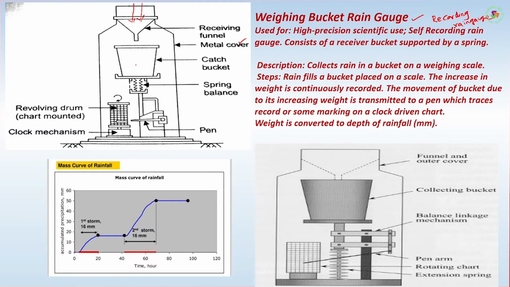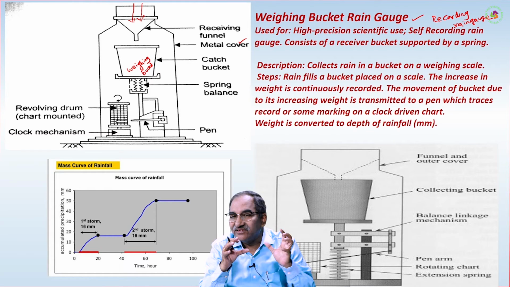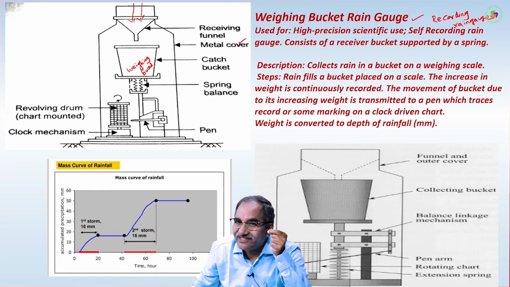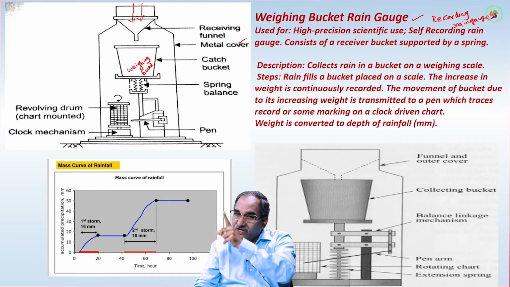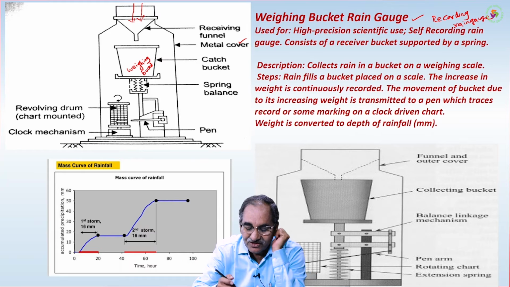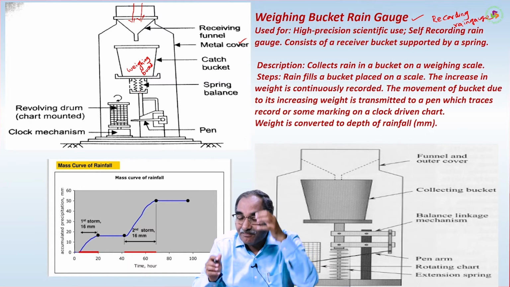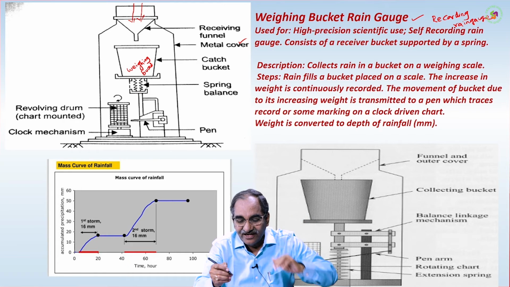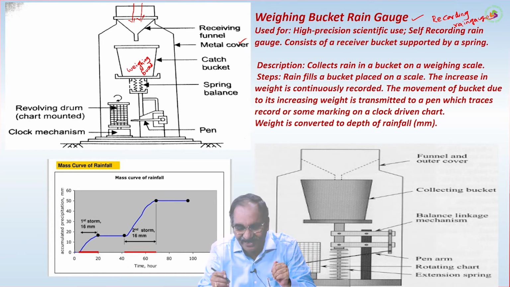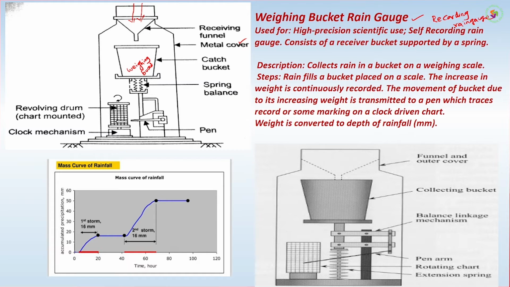Once it is here, this is the weighing bucket. A weighing bucket is there, and it is connected. Under that we have a mechanism. This is what differs from non-recording to recording. There will be a mechanism in each, and if you note exactly what that mechanism is, then the whole thing is over. Here we have a spring balance. Depending on the weight of water in the catch bucket, the spring balance automatically goes down.